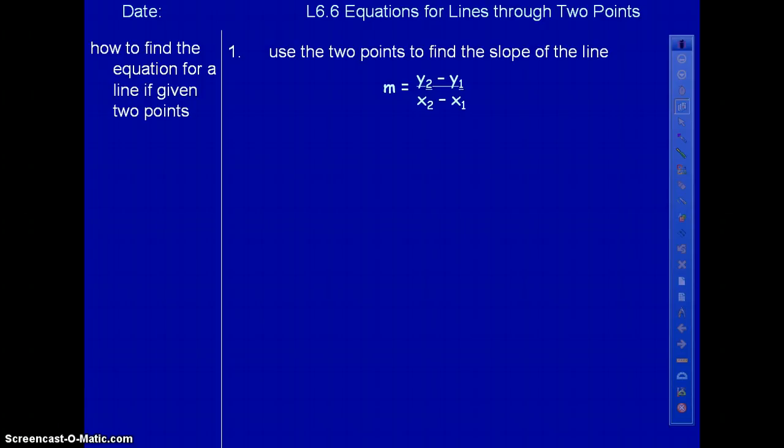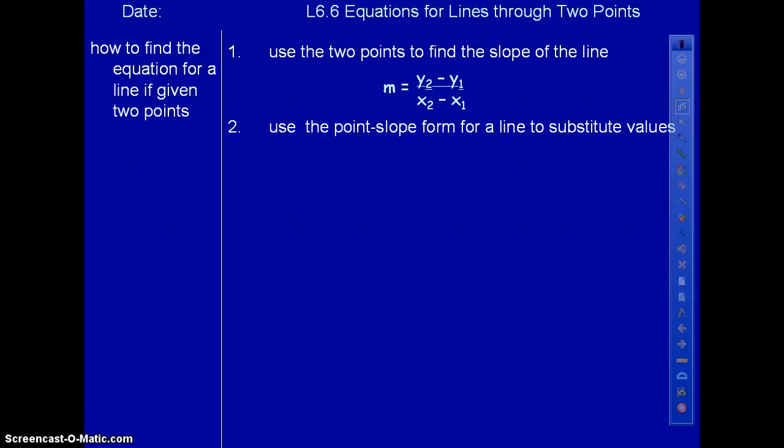Making use of our formula, slope is equal to y2 minus y1 over x2 minus x1, the change in y over the change in x. I have seen a few people reversing it. It does have to be the change in y, numerator, and the change in x in the denominator.